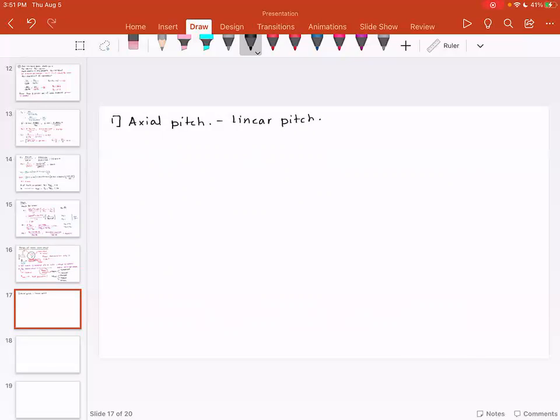Then, just like power screw, you have the concept of lead, which is advancement in one turn. And the relationship between the lead and axial pitch comes from the same type of equation. The lead is the axial pitch PA multiplied by N, where N is the number of starts.